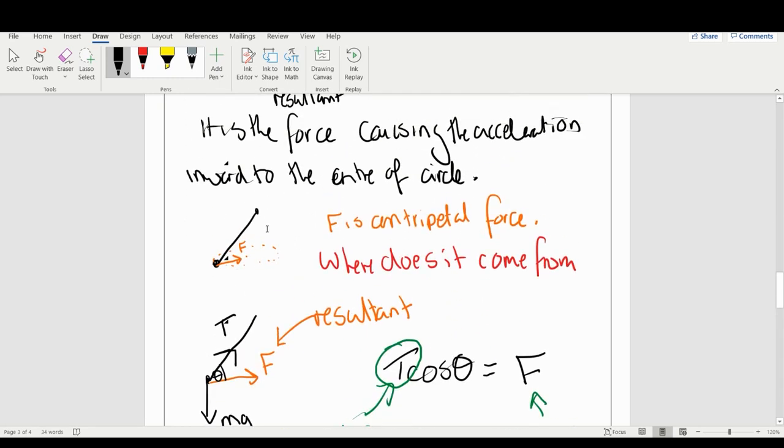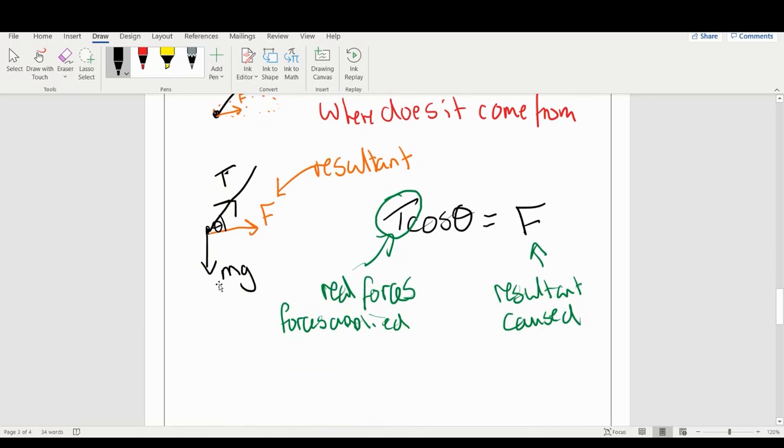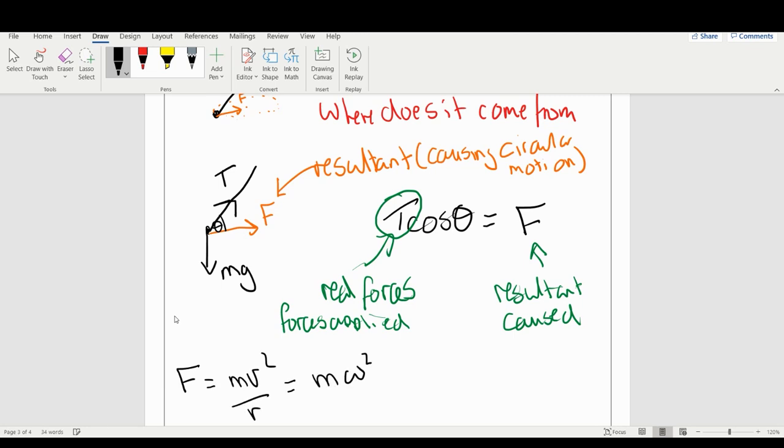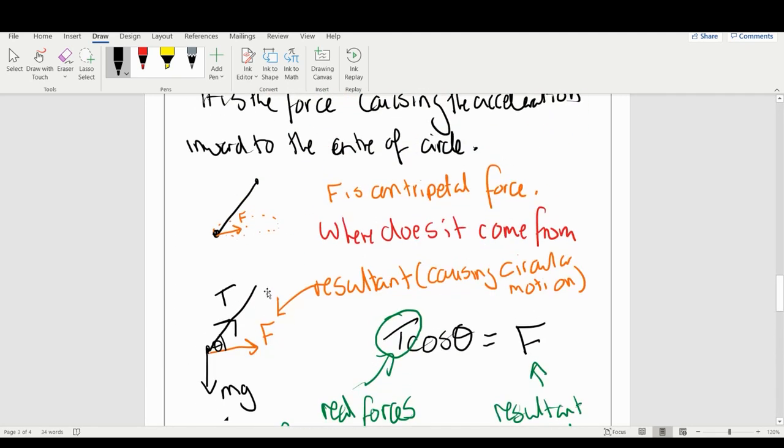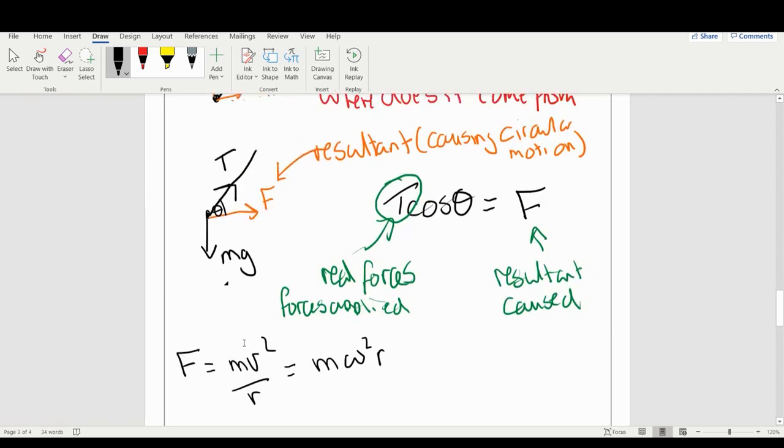So this is an example here with a nice lasso that's going around in sort of this circle here. But this is the resultant force. This is the one that's causing the circular motion. And so if I actually look at the real forces, I know it's going to be T cos theta equals that. It actually is the force that's being caused. And once you know what F is, you can then use all the formulae that you already know to find this. Okay. This can apply to any situation. There are many situations that you can apply this to.